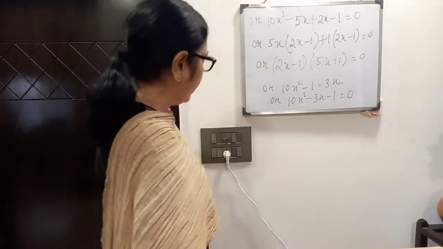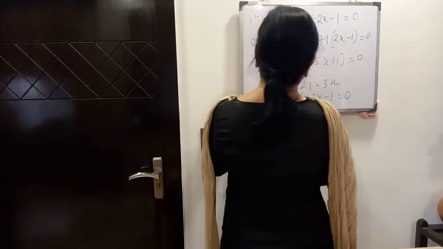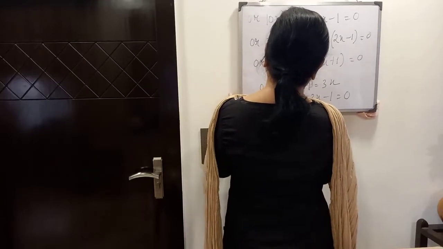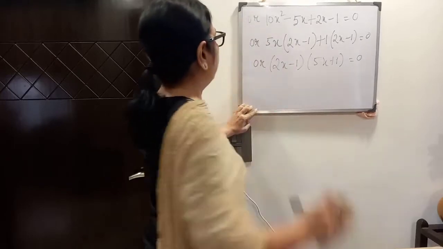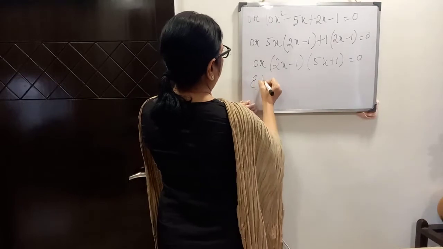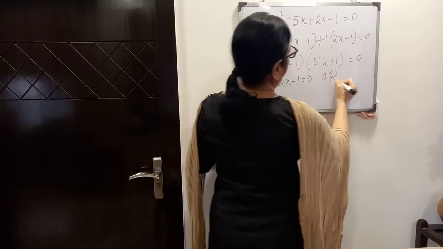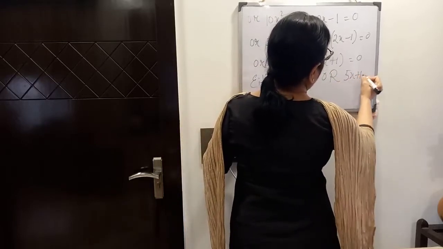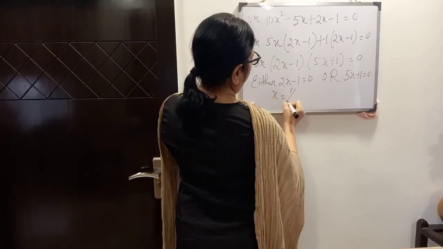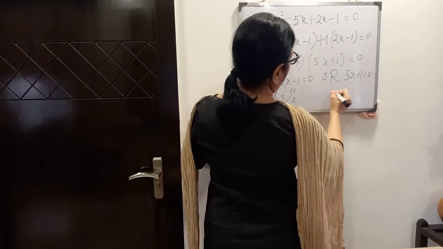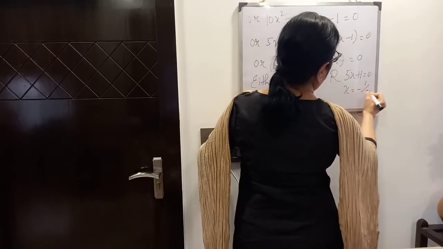Now you know, when the product of two factors is 0, from there we can write that either this is 0 or that term is 0. So either 2x minus 1 equals to 0, or you have to write in this form, 5x plus 1 equals to 0. Now 2x minus 1 equals 0 means 2x equals to 1. So from there we are getting x equal to half, and from here we are getting 5x equals to minus 1, x equals to minus 1 by 5.